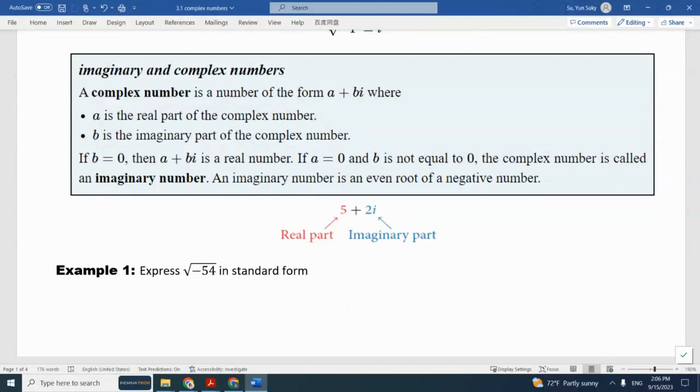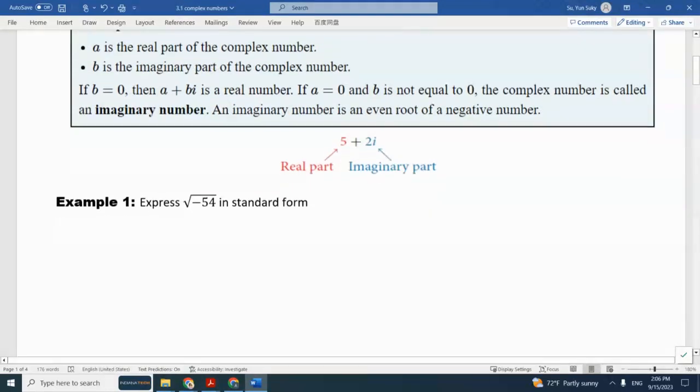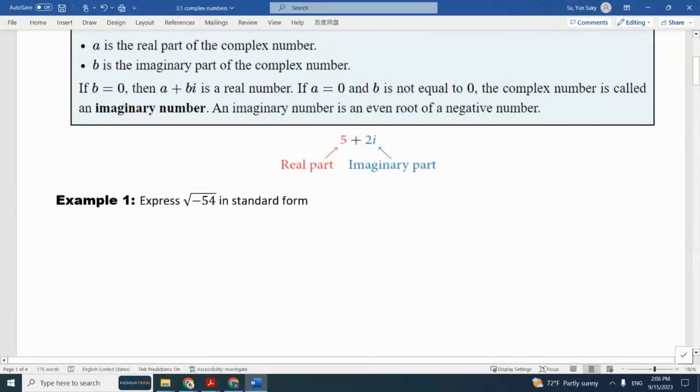Example 1. Express this in the standard form. So this is the standard form: some number plus some number times i. We want to express square root of 54 in the standard form. Here I want you to keep in mind that the square root of a times b is the square root of a times the square root of b. This is the rule. Everybody okay?